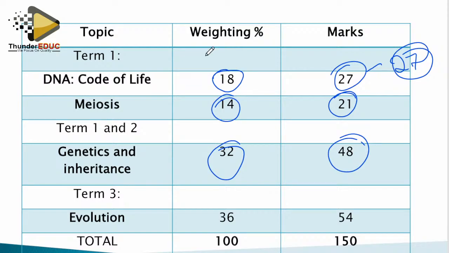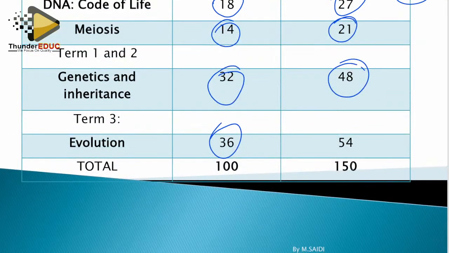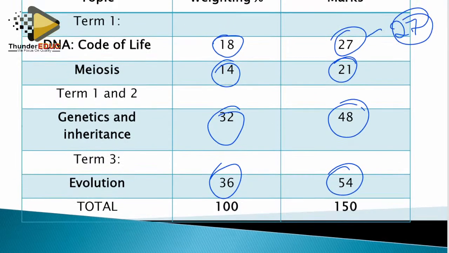More than 50%. Then evolution is divided into two: evolution by natural selection and human evolution. We're going to see where to focus when it comes to human evolution and when it comes to evolution by natural selection. Guys, are you ready?